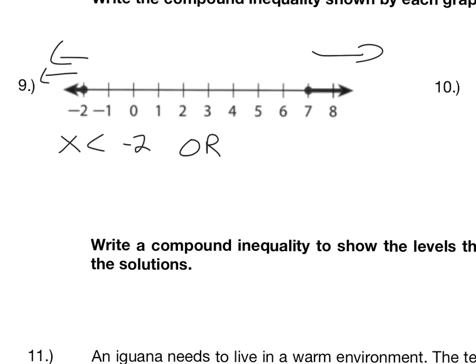But if you notice, we also have a closed circle here, so that means we are including -2 as part of our solution as well. So it'll be x is less than or equal to -2. Whereas on the right-hand side, here our starting point is 7, and we are going towards positive infinity. We are gaining ground here. We are increasing, so it's going to be greater than. But because this right here is a closed circle, that means we're going to be able to include 7 in our solution set. So it's going to be greater than or equal to 7.